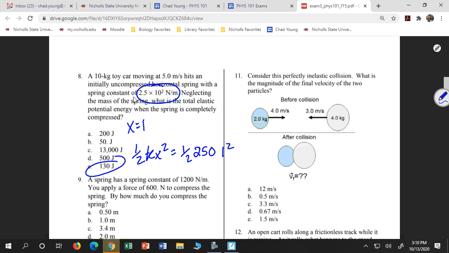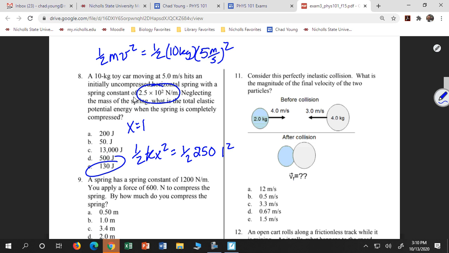Notice I also could have done 1/2 mv squared, because I know that's also the total energy. That's 1/2 of 10 kilograms times the speed, which is 5 meters per second, squared. That's 5 times 25, which is 125 joules. So either one of those ways would be appropriate to answer that question.